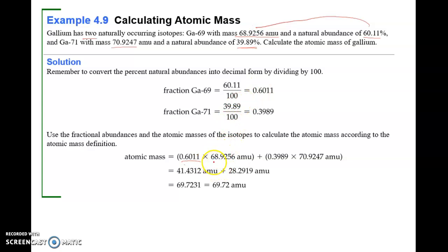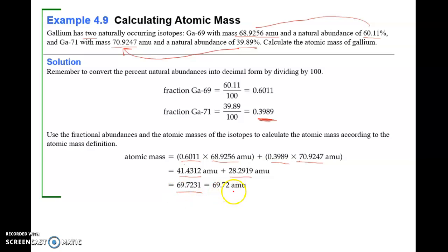So 68.9256, multiply those, and then your next portion is to take your 0.3989, right? That's this one here that we calculated from our percentage of 39.89, and we're going to multiply that by the atomic mass of that one here. So there you go. Multiply those out, you end up with 41.4312 AMU plus 28.2919 AMU, and what pops out in your calculator is 69.7231.